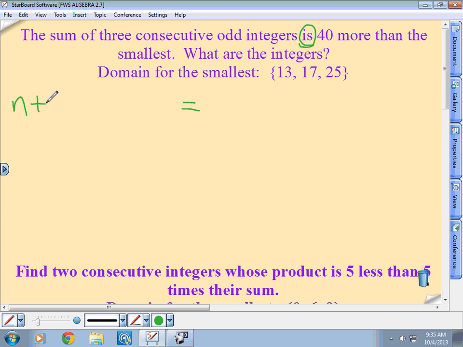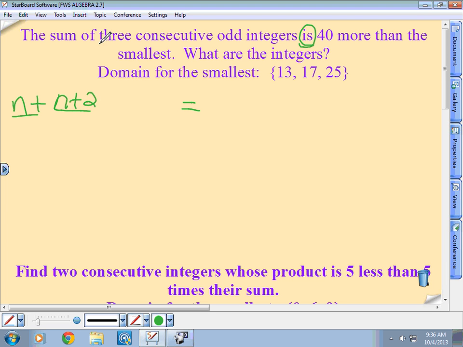If it's odd, do I count by 1s or 2s? Once would be consecutive integers, but if they're odd, it's every 2. So n plus, what's the next one? If one is n, then the next one is n plus 2. You're counting by 2s. So this is the first thing. So that's adding 2 things.